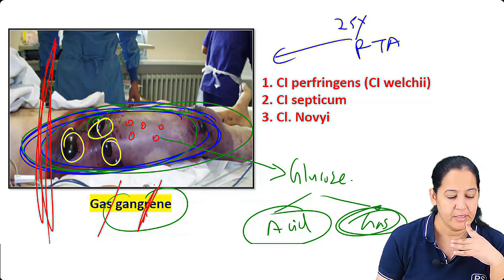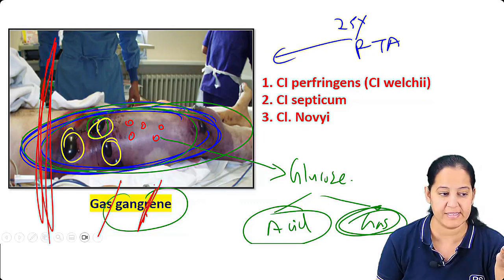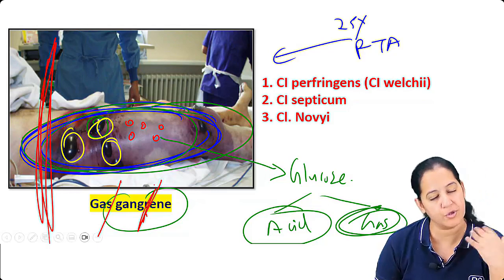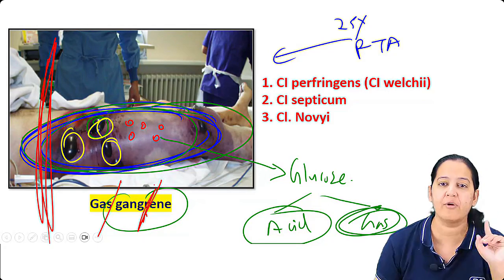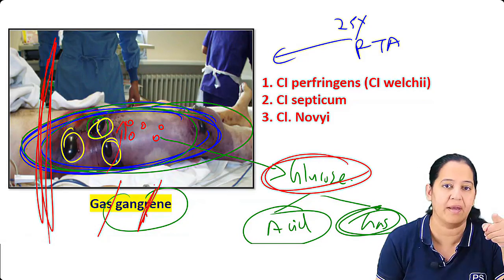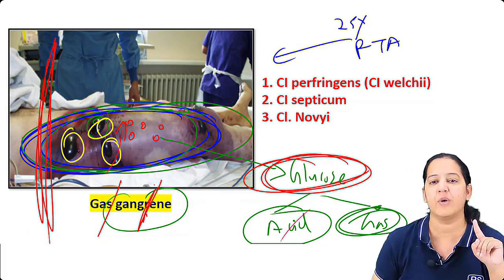Got my point? So this person was driving, Harsh. I'm telling you, this person is driving and got a road traffic accident. He has a wound. The wound is contaminated with soil. From the soil, Clostridium perfringens entered the body. This is the route of entry. Number one. After getting entry, Clostridium perfringens is degrading the glucose. Glucose is present in the blood, na, so inside this person's blood vessels, the blood, Clostridium perfringens is degrading that into acid and gas.